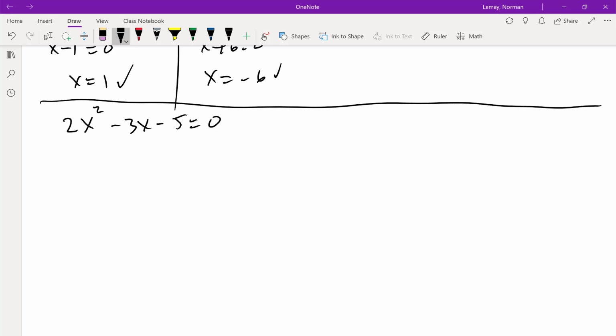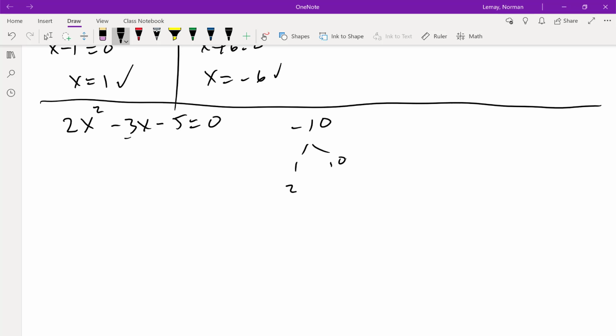Okay, so here, if we take a look, our AC method says take 2 times -5, so I get -10. So can we come up with factors of -10? So I get 1 and 10. And notice that one of these has to be negative. So if the 1 is negative, then when I add these together, I get 9, and that's not -3. And if the 10 is negative, then 1 minus 10 is -9, and that doesn't work out either.